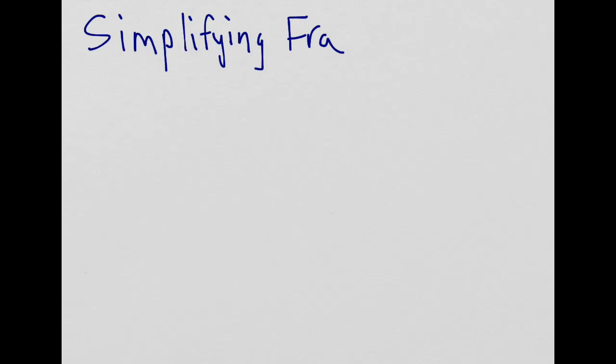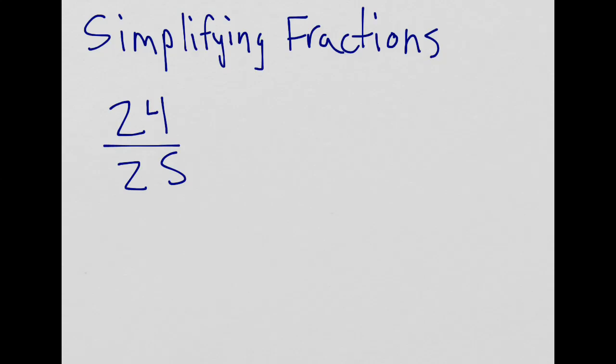We're working on simplifying fractions. So they're still going to have the same value. They're just going to be smaller numbers on the numerator and on the denominator. So for this example, this is video number 2, we're going to take 24 over 28.